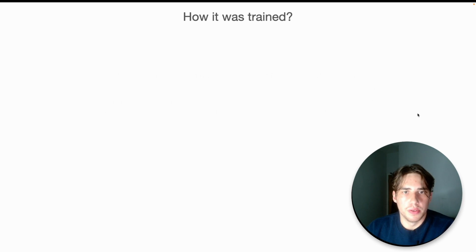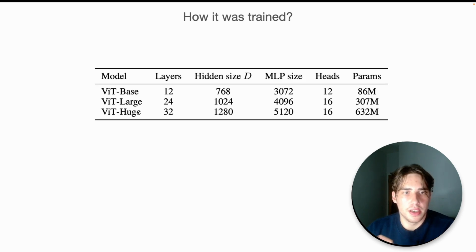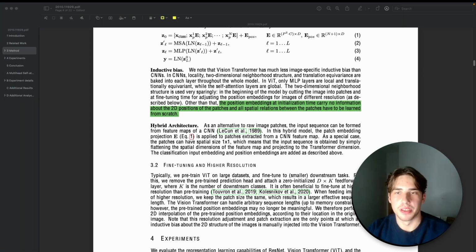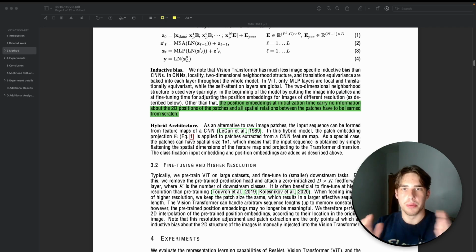They introduce 3 different models: ViT Base, Large and Huge. Obviously the difference is in the layers, hidden size, MLP size and heads. They did it to show how the capacity of the model and the size of the datasets influence the results. Also a few technical things. First of all, as I mentioned, the positional embeddings at initialization time carry no information about the 2D positions of the patches, and all spatial relations between the patches have to be learned from scratch. It's mind-blowing that the model itself learned to have this global understanding of the image and even the construct of the image itself.